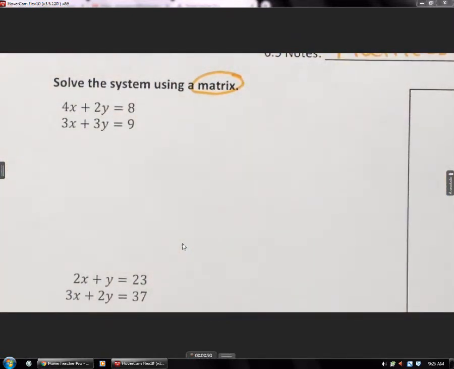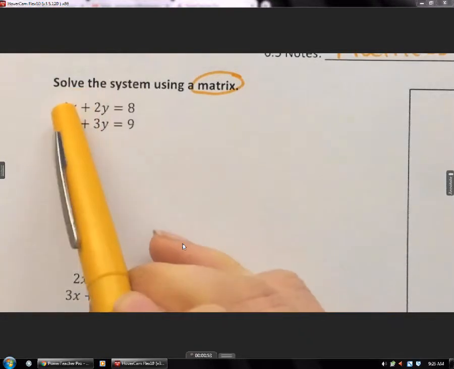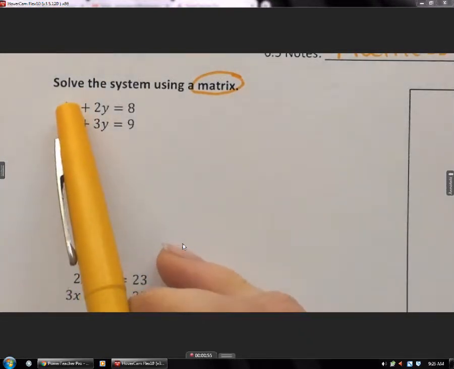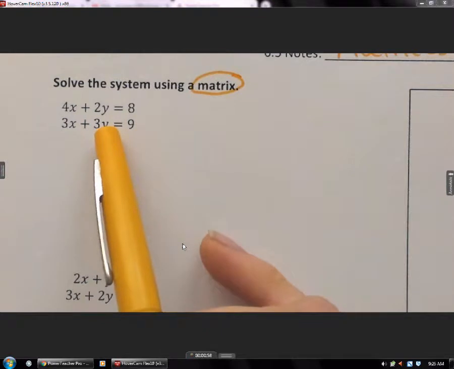So we're going to solve this system using a matrix. Solve using a matrix. Because if you look at this, the 4 and 3 doesn't really change very easily to a 4. 2 doesn't change very easily to a 3.